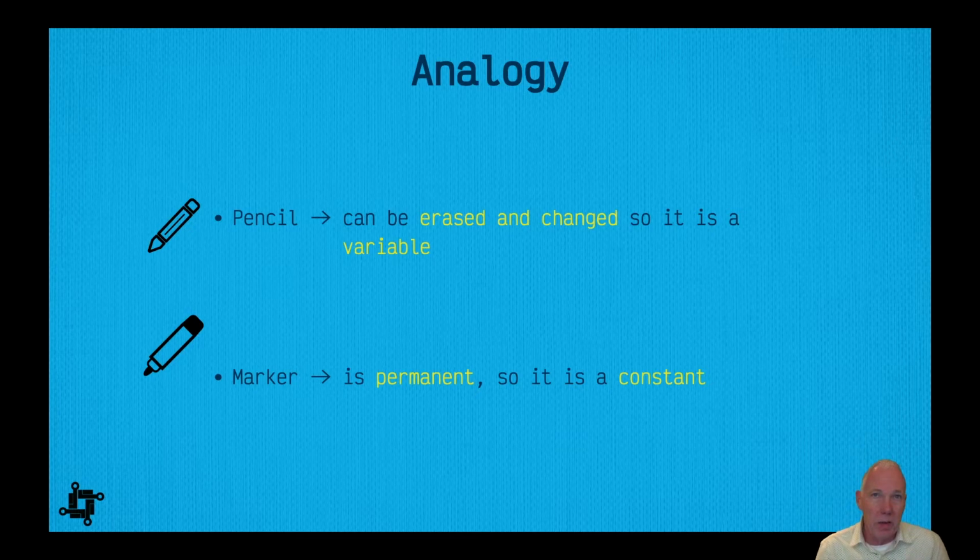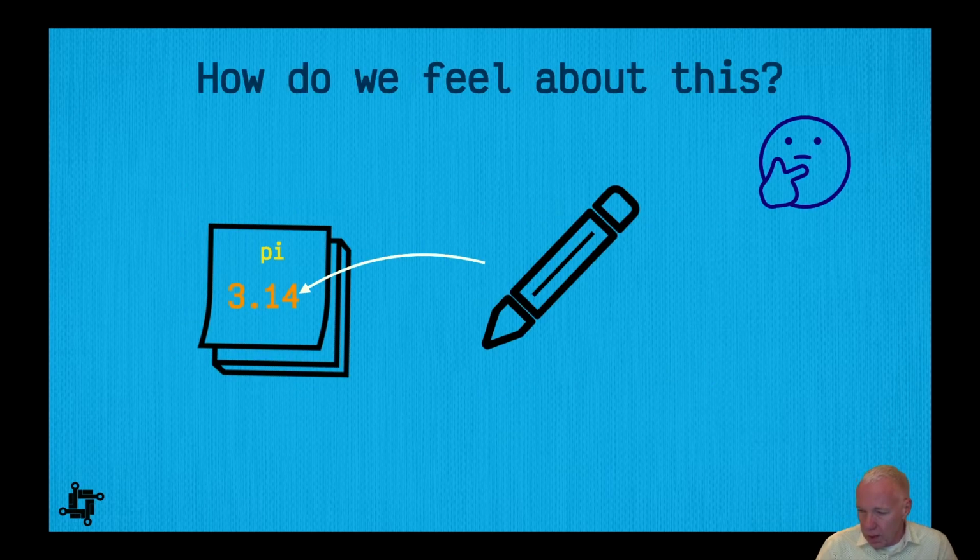So anytime we're talking about creating a variable and giving it a value, we're thinking about it in pencil form. If we're creating a constant and declaring that in Swift and giving it a value, we're doing it like a marker. And therefore, once we do that, we can't change it. So how do we feel about this? This is another interesting aspect of dealing with constants and variables. In this case, we've declared a variable called pi, and we've given it the number 3.14, and that is constant. That's something that never changes.